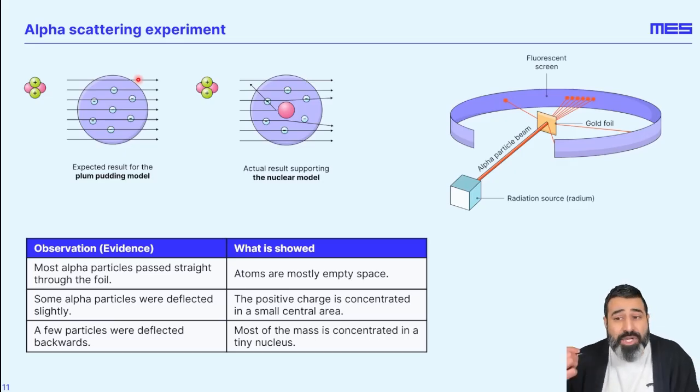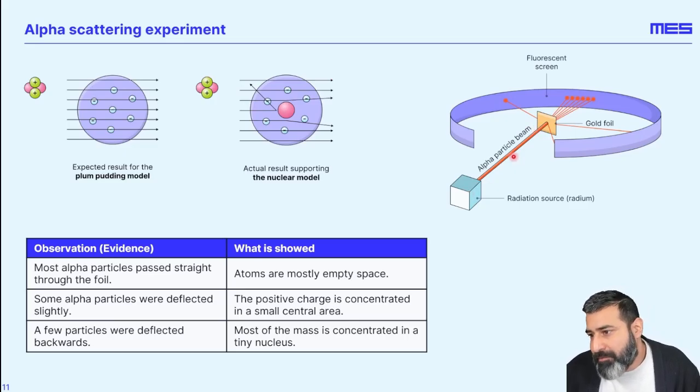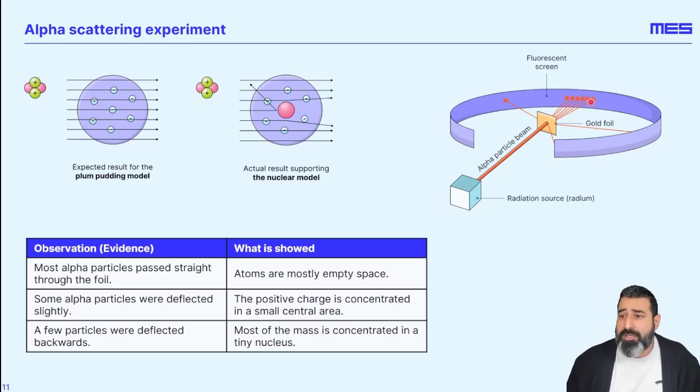However, what actually happened was this. A lot of the alpha particles did go through. Here is my radiation source. Here is my gold foil. You can see a lot of them go through with very slight deflection. So we're on track for Thomson's model until this happens. The alpha particles fired at the gold foil, and some deflect at such huge angles.